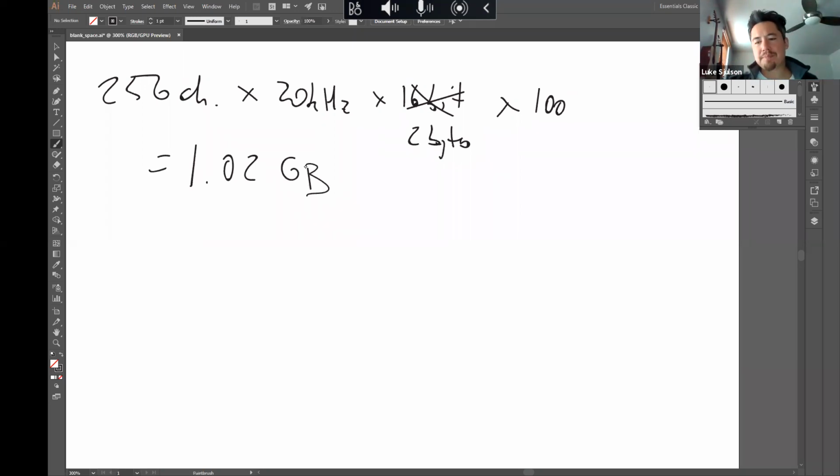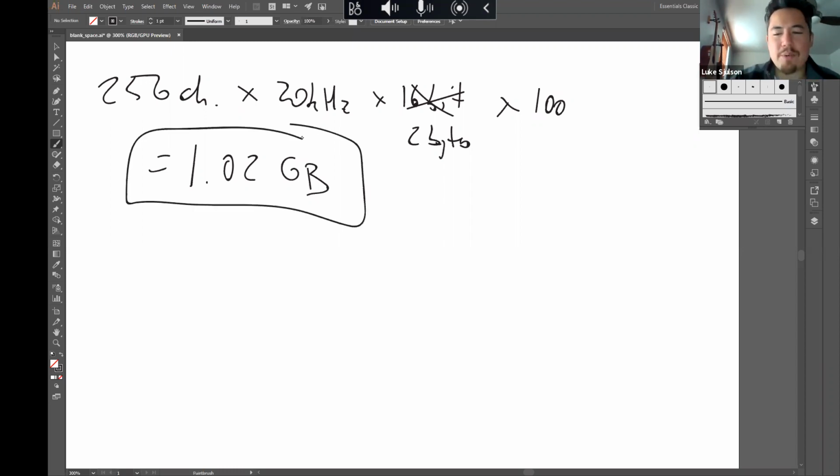So gigabytes. There's not actually a billion bytes in a gigabyte. There's 1,024 bytes in a kilobyte, not 1,000. So yeah, just forgetting about that. So you have about a gigabyte.